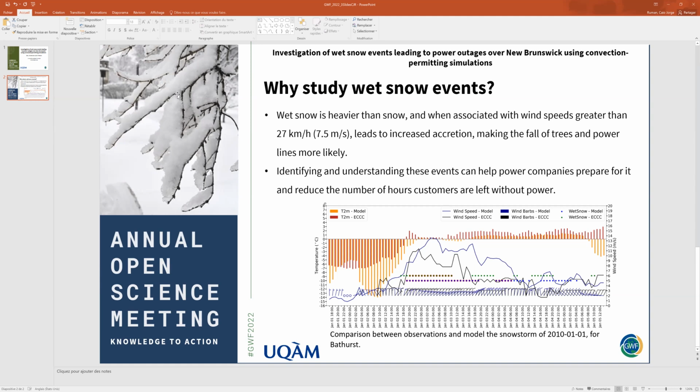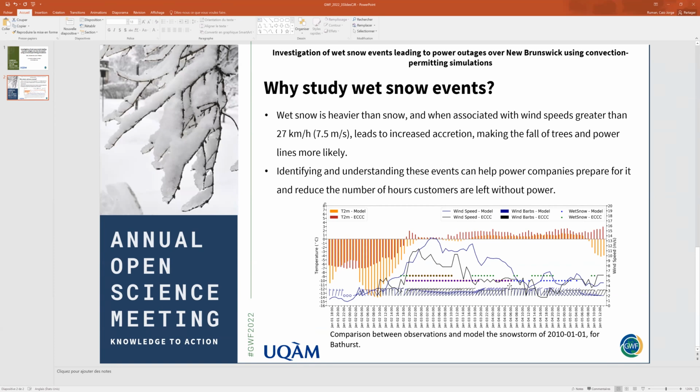Identifying and understanding these events can help power companies prepare for them and reduce the number of hours customers are left without power. So here in this figure, you can see a snowstorm event that happened in New Brunswick. The plot is from Bathurst, from January 1st, 2010, which was the New Year weather bomb. Wet snow happens in near zero temperatures. So you can see over here from the start of the snow to the end, and the combination of the high winds and the 40 centimeters of snow made this event very messy.